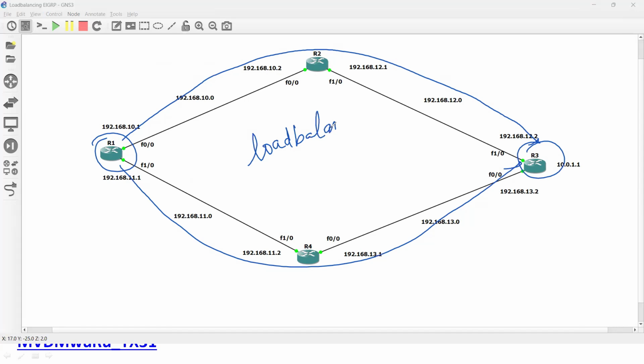So, what is the meaning of load balancing? It means that both paths will be used to transfer the data. Roughly, you can say that 50% of the data will be forwarded through path number one and 50% of the data will be forwarded through path number two. This is called load balancing.